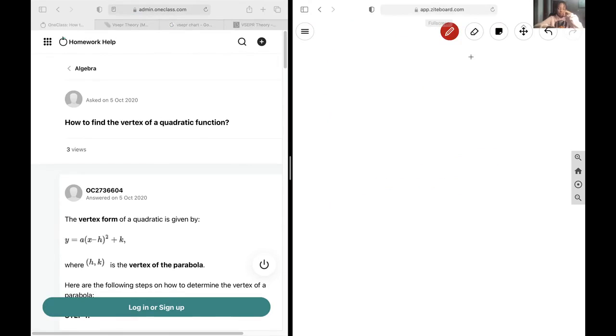Okay, next up we want to figure out how to find the vertex of a quadratic function. And so in order to find the vertex, we have to bring it into vertex form. Vertex form is y is equal to a x minus h squared plus k. So now one has to wonder how to get it into that vertex form. And so given y is equal to ax squared plus bx plus c, first off, we're going to bring the constant value over.